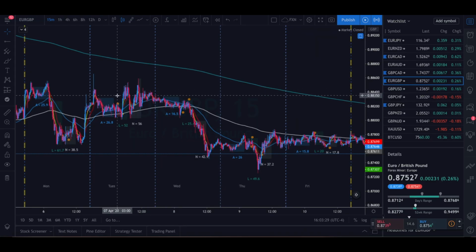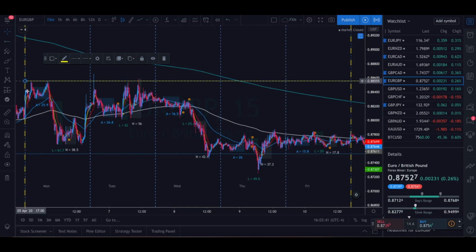All right, so this is another one here. So this is euro pound, and same thing. Let's start with Sunday, Monday. Pretty much what happened Sunday, Monday: the initial high is set, right? The initial low is essentially set, right? So Sunday, Monday, the high and low is set, and then we go into Tuesday.